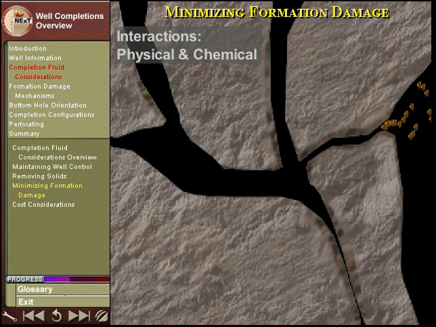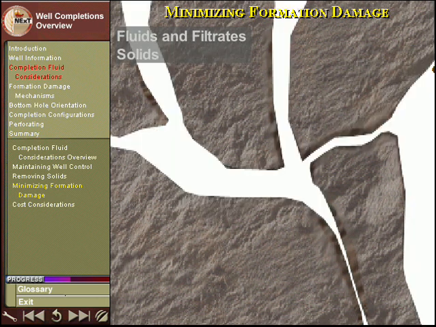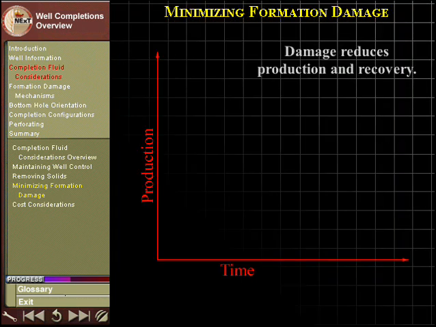Most types of formation damage are due to physical and chemical interactions of the completion fluid with the reservoir rock and formation fluids. Completion fluid and its filtrate can react with the formation fluids to create an emulsion or swell certain types of clay. Solids in the completion fluid can cause considerable damage by entering pore throats to impede fluid flow. Formation damage can have a profound impact on production rates and overall reservoir recovery.